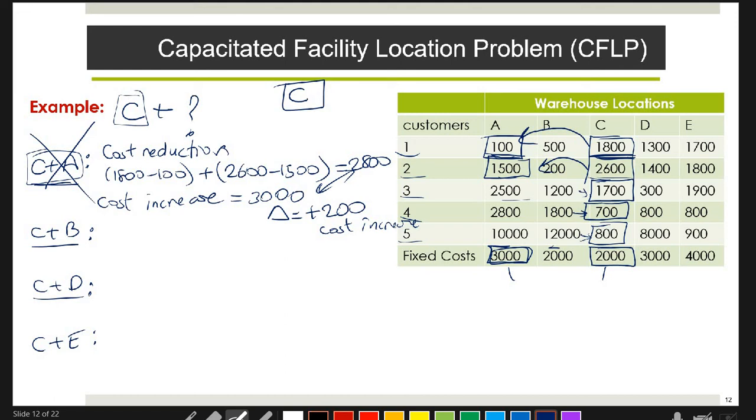Okay. Now, I need to try the second alternative. What is that? I already have C, and now should I open B or not? If I open B, it means that I need to make this fixed cost payment, and then I need to think about the customers. Should I move them from C to B? The first customer, should I move it? Yes, as you can see, the cost is cheaper. For the second, should I move it? Yes, the cost is cheaper. The third one, should I move it? Yes, the cost is cheaper. Fourth one, no. Fifth one, no.